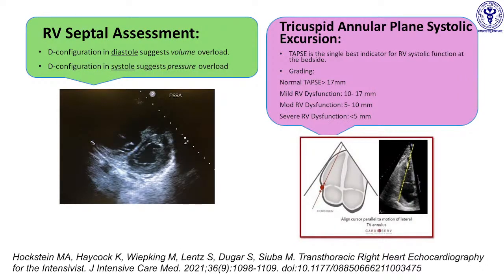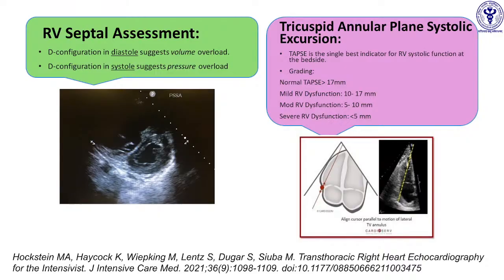RV septal assessment, where we use the D sign. The D sign in diastole correlates with volume overload, and the D sign in systole correlates with pressure overload. So a patient having a D configuration in diastole has volume overload, which means it is an acute right heart failure, and pressure overload is more likely something of a chronic etiology. The tricuspid annular plane systolic excursion.